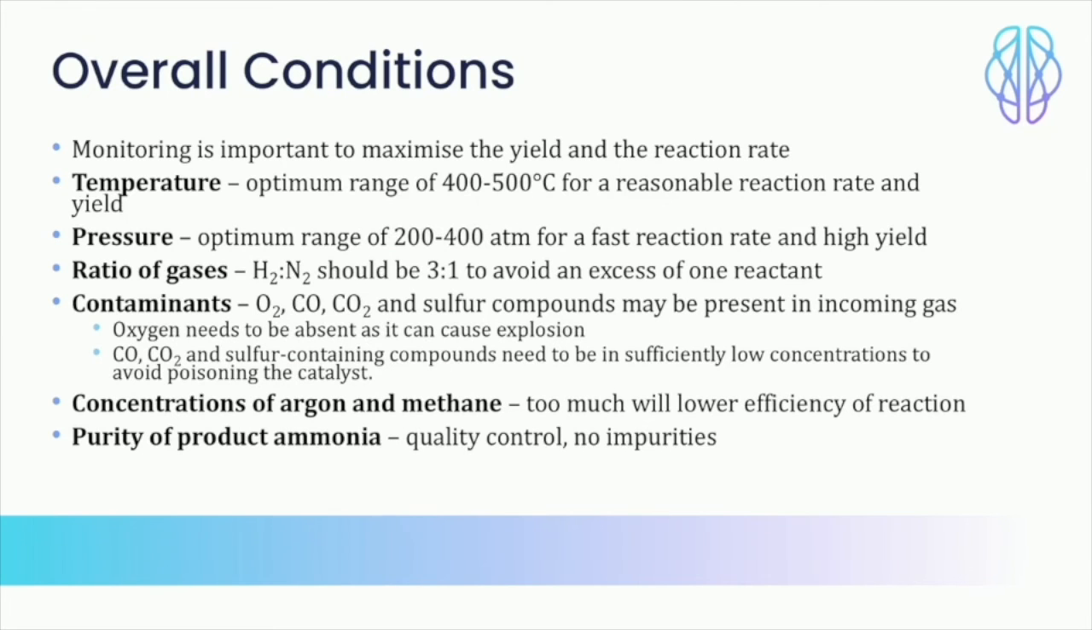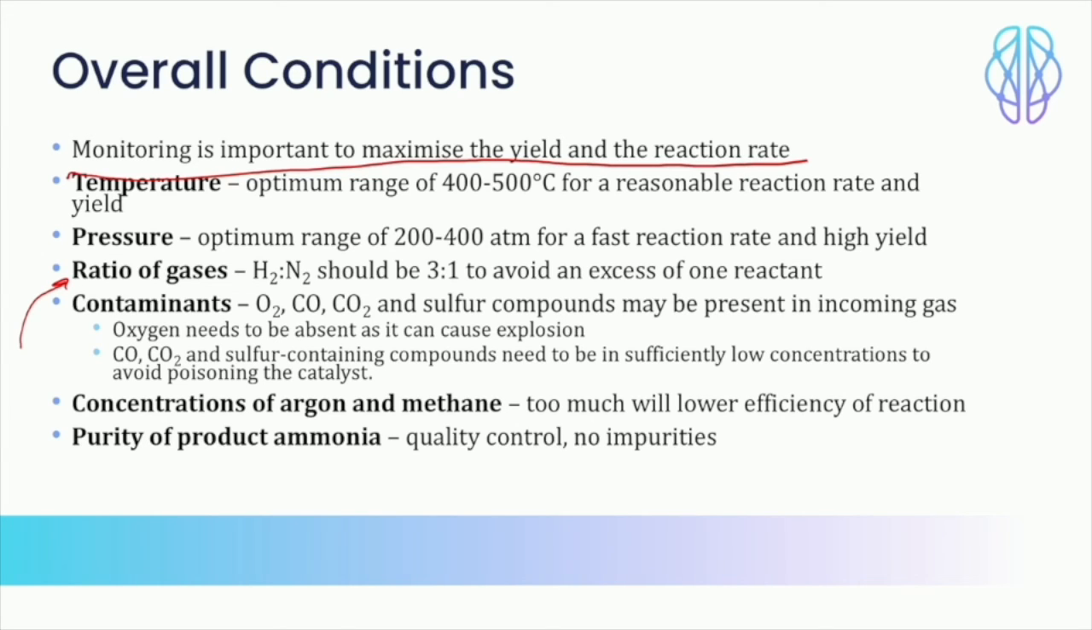So this is a relatively high yield slide, summarizing the overall conditions involved in the Haber process, and it's really important to monitor these conditions to maximize both the yield and the reaction rate. One condition that we didn't go over is the ratio of the gases. We talked about how we purify these gases, but we didn't talk about the ratio that we actually add them in. It's really important, if we can, to add hydrogen to nitrogen in a 3:1 ratio, because that's the molar ratio that's present in the actual reaction.